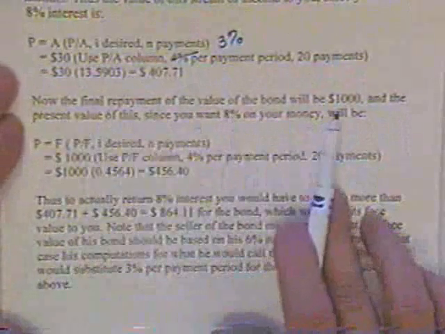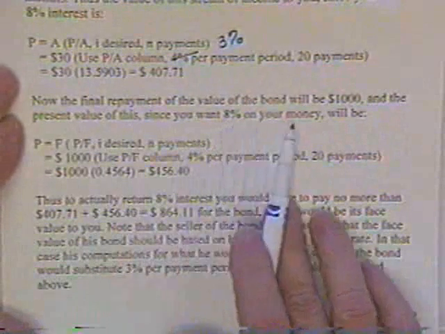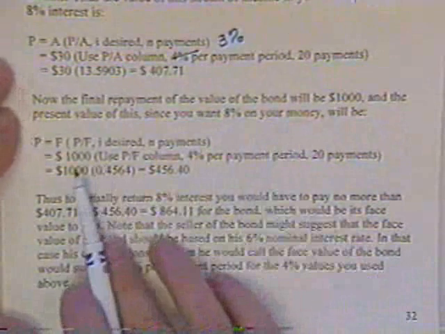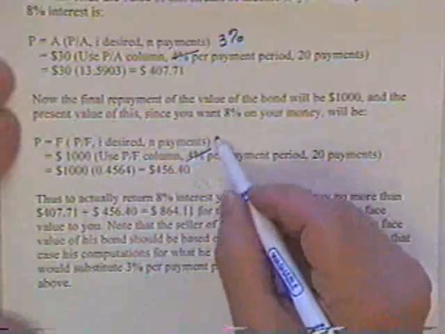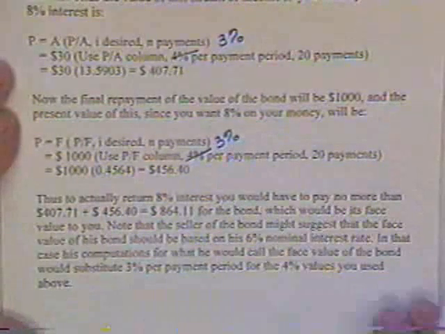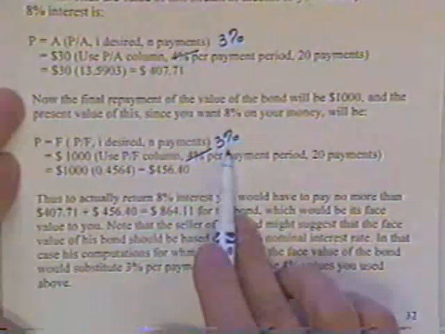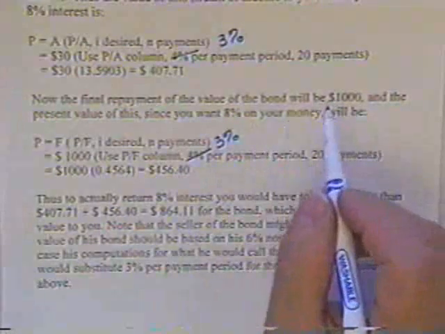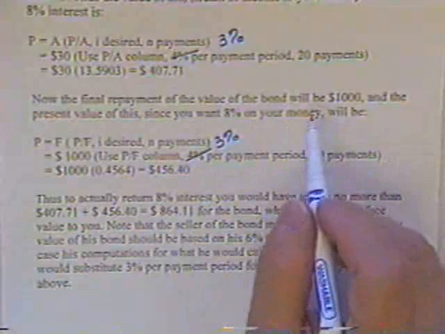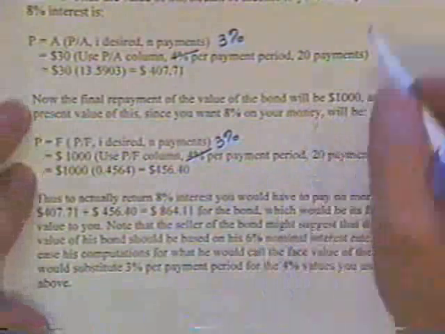Now, when the guy gives you back the $1,000, the present value of what you get on your money, since you want 8% money, would be $1,000 times, says 4% again, that's looking bad, 3% per payment period. Well, maybe not, because I'm not sure we got a 3% table in the book. Maybe that's why I changed to 4%. Let's see if they got a 3%. Yeah, no, they don't have a 3. Not a chance in the world.